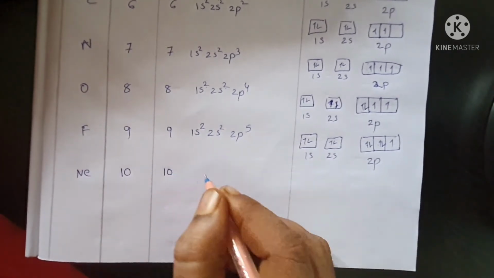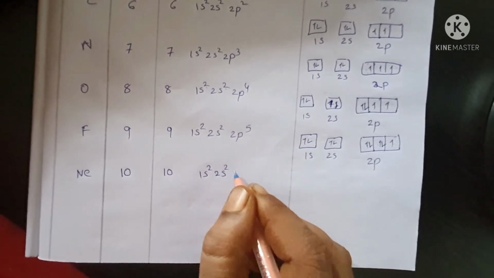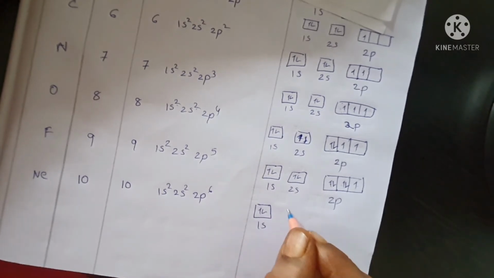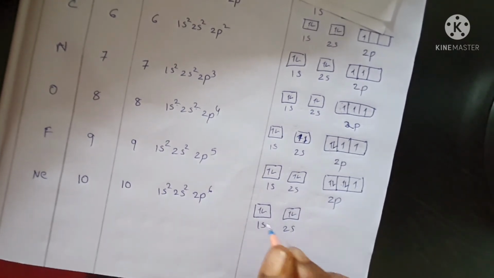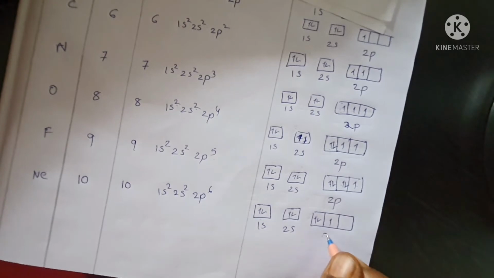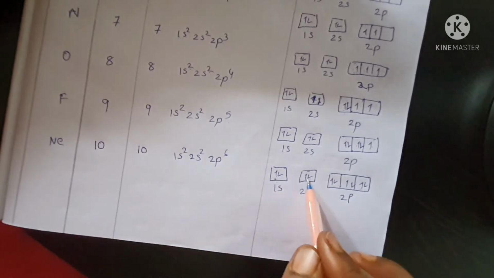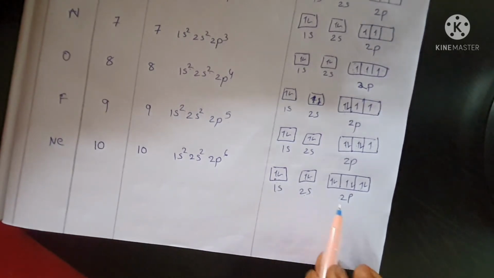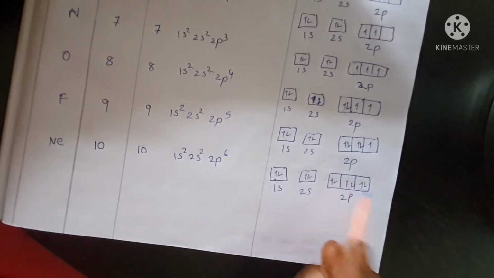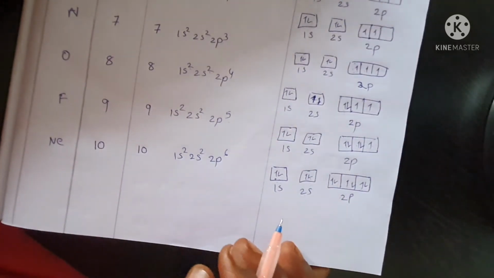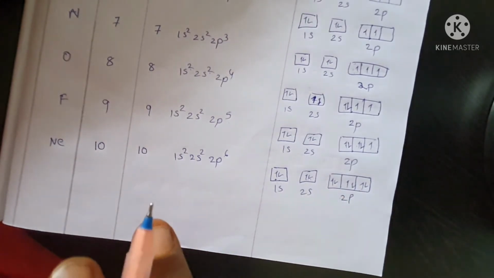Next one is neon. Atomic number is 10. Number of electrons are 10. 2p6. The schematic representation is like this: 1s2, 2s2 and 2p6. So for neon, the orbitals are completely filled with the electrons. 1s is completely filled, 2s is completely filled and 2p also completely filled. That's why neon is an inert gas and is a stable gas. It is not reacting with any other element.